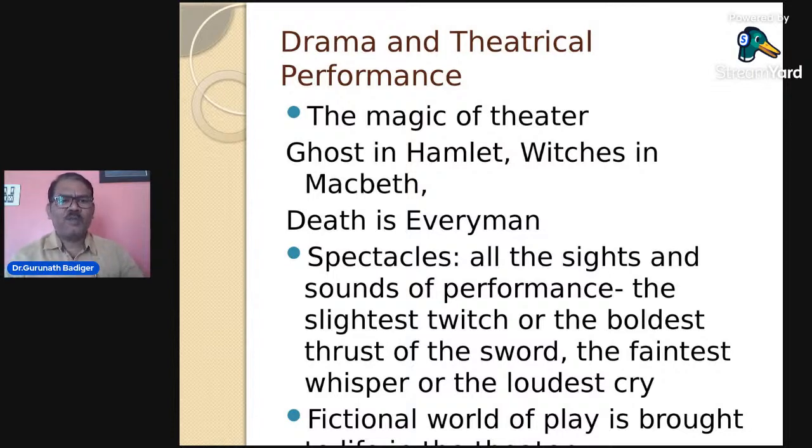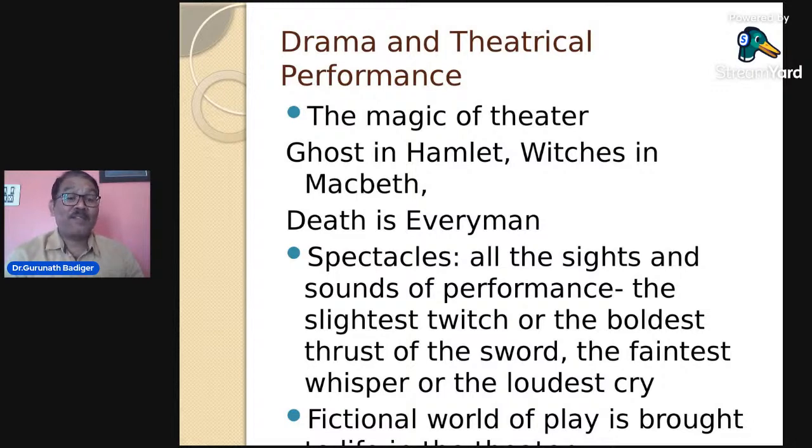A teacher should know drama and theatrical performance. You may not be the actor, but you should at least have knowledge of theater. And because teaching itself is a performance, every class is a stage, and every chapter is a performance for us.